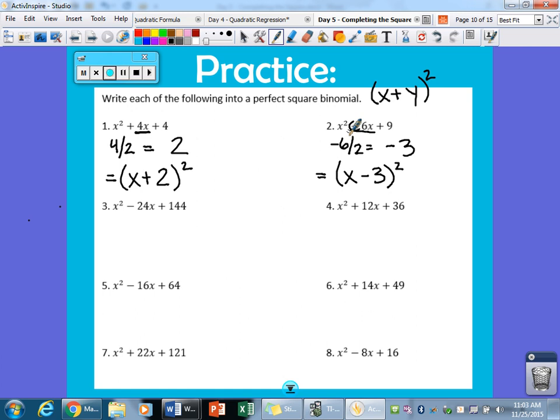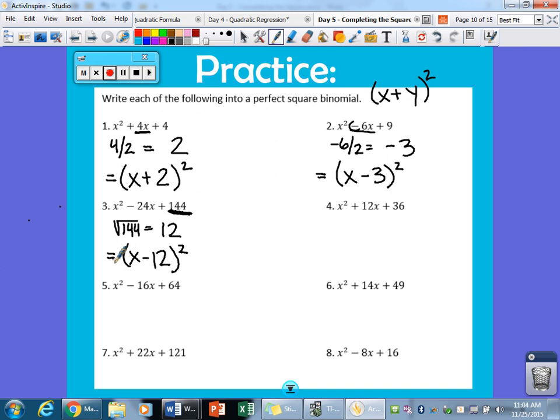Alright, here's the other way to do it. You could look at your c value. Now c value, instead of dividing by 2, I want the square root of 144, which is 12. Now can I have -12 plus -12, does that equal -24? Yes, so it's going to be x minus 12 squared.